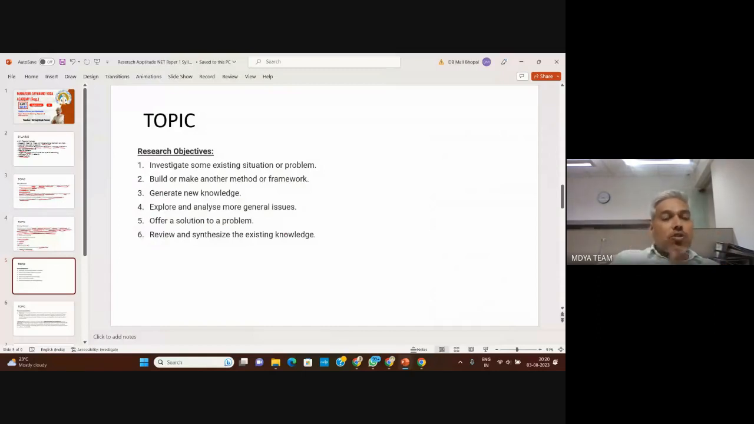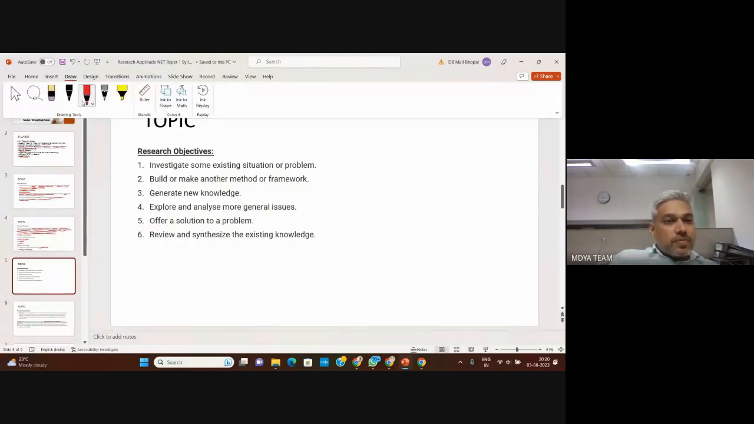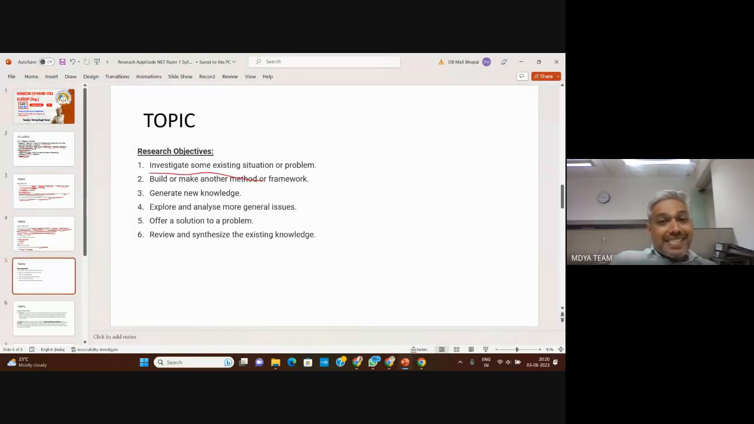So this is the sixth objective. I'm repeating it again. There are six objectives in research. First is to investigate some existing situation or a problem, read it and learn it, and build or make another method or framework. Third objective is to generate new knowledge. Fourth objective is to explore and analyze more general issues. Fifth objective is to offer a solution to a problem. And sixth objective is to review and synthesize the existing knowledge.